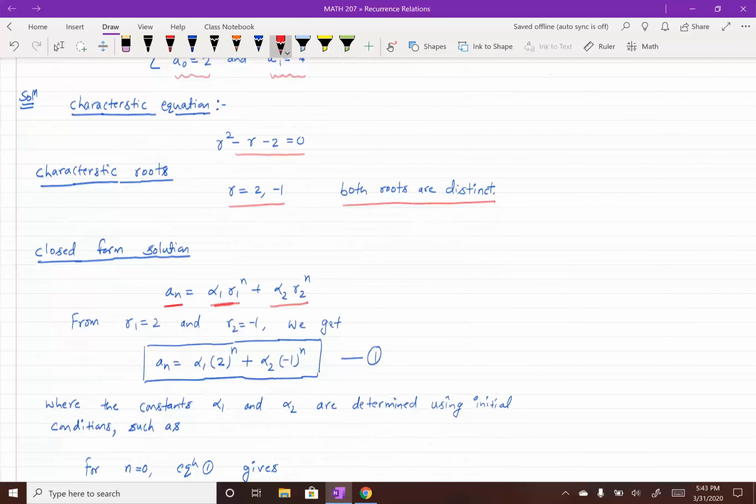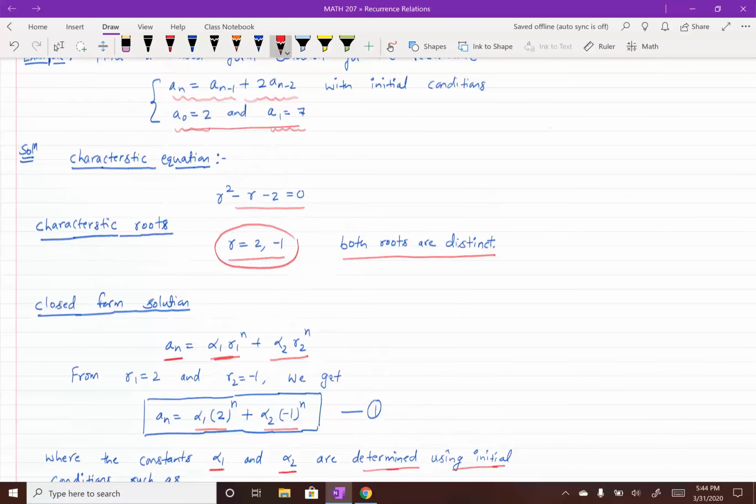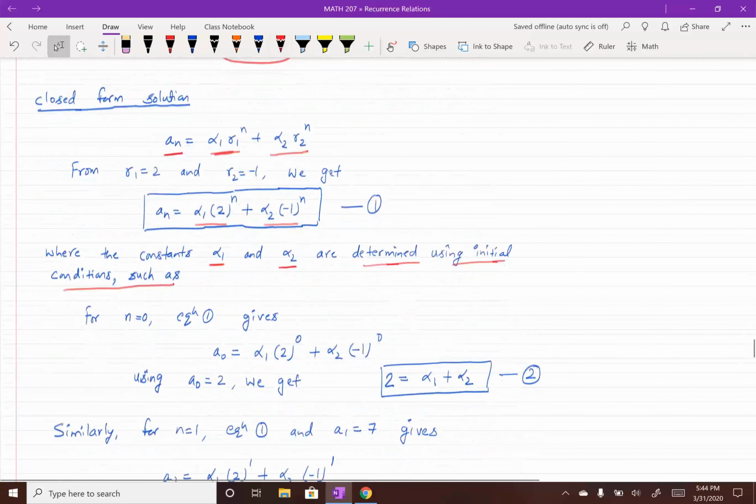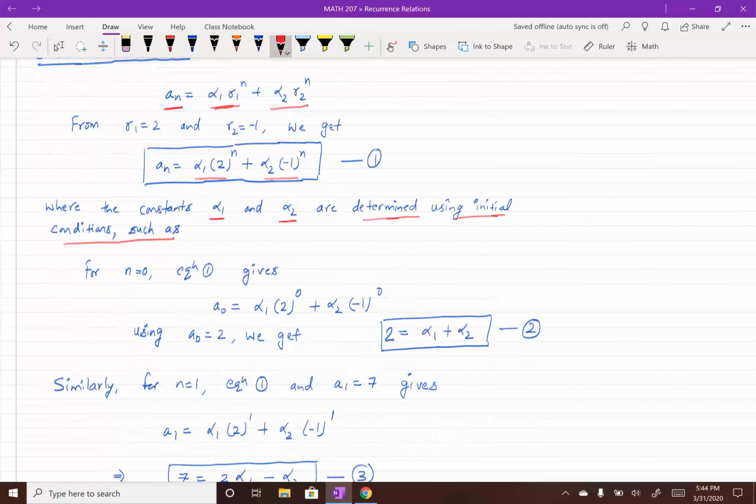Now r1 and r2 are the roots of my characteristic polynomial, so they are 2 and minus 1. So I can write my closed form solution as alpha 1 times 2 to the power n plus alpha 2 times minus 1 to the power n, where alpha 1 and alpha 2 are two constants which I can uniquely determine based on my initial conditions, and my initial conditions in this case are a of 0 is 2 and a of 1 is equal to 7. So once I have an expression for a of n in terms of my characteristic roots, which is given by this equation 1, I can put n equal to 0 in this equation.